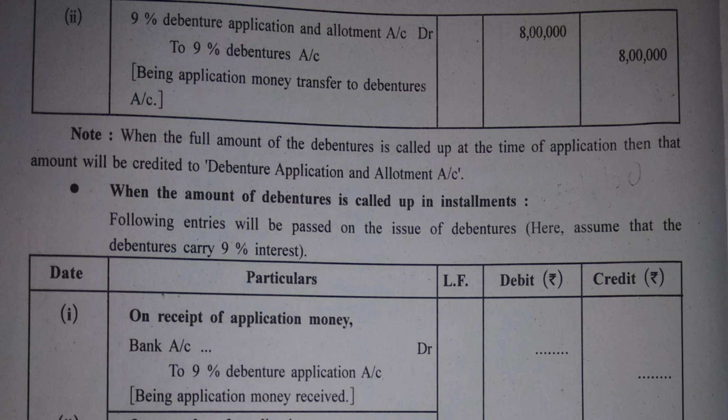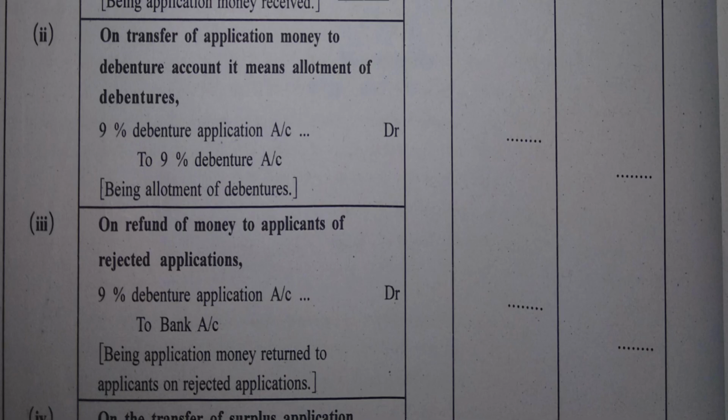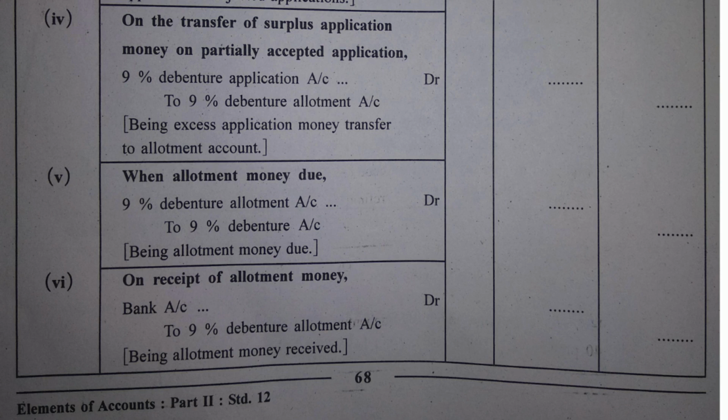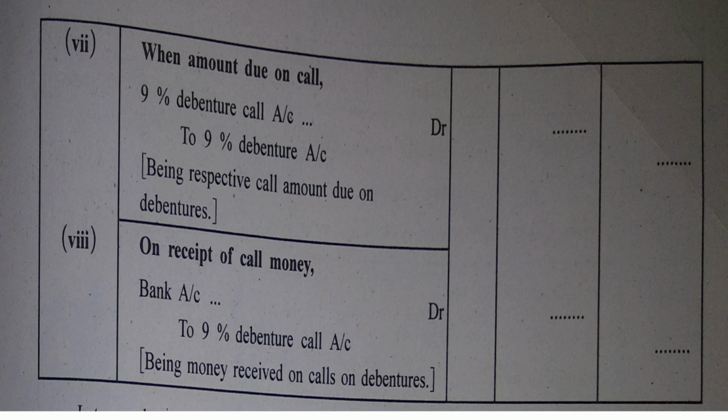So on receipt of application money, on transfer of application money, on refund to applicants of rejected applications, on transfer of surplus application money, on partially accepted application. This is pro rata thing. Now allotment money becomes due, then receipt of allotment money, then amount is due on call, receipt of call money, and that's all. This can be first call, second call, final call, anything.